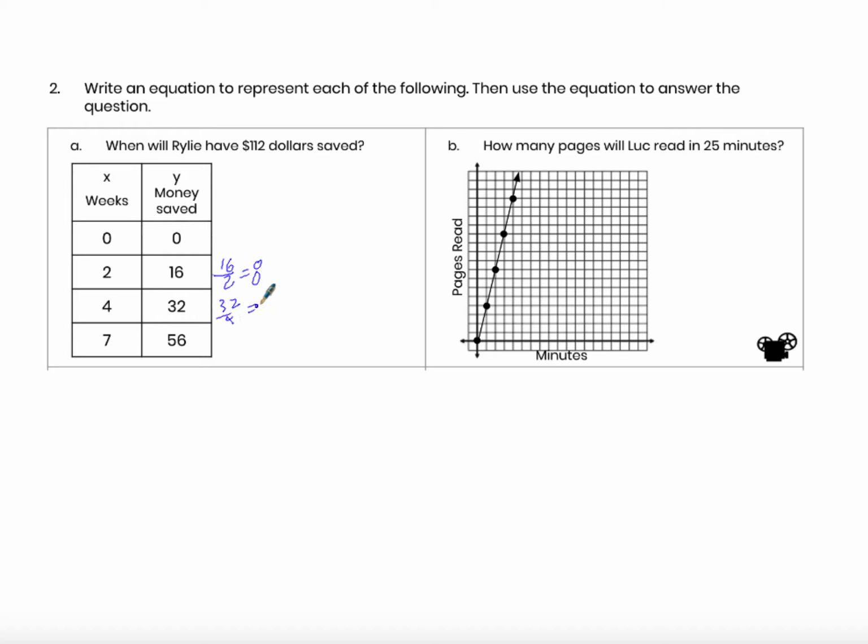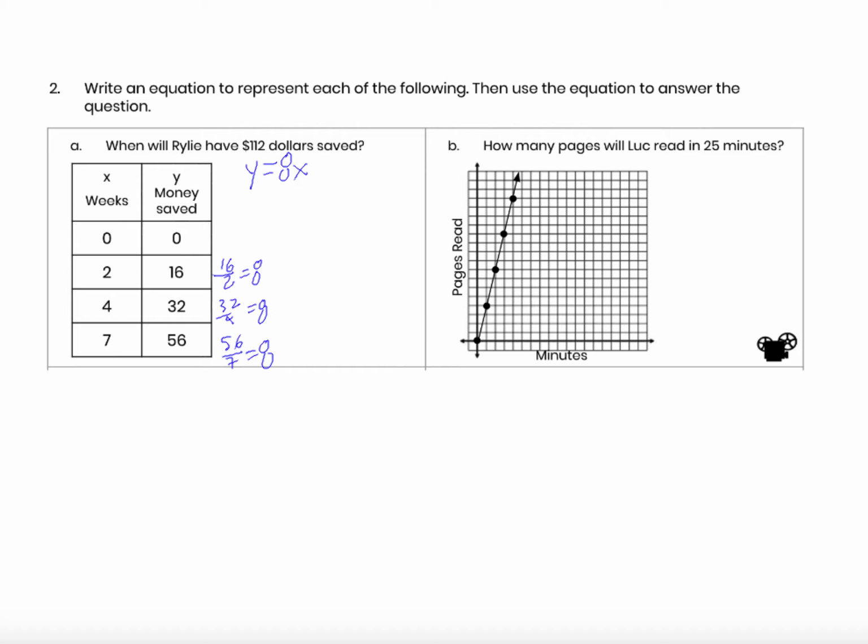32 divided by 4, also 8. Oh, and 56 divided by 7 also equals 8. If any of these do not have a constant unit rate, then I made a mistake. So my equation is y equals 8x, where 8 tells me that I am saving $8 each week. My unit rate is $8 per week.